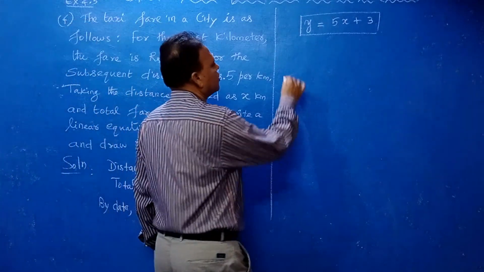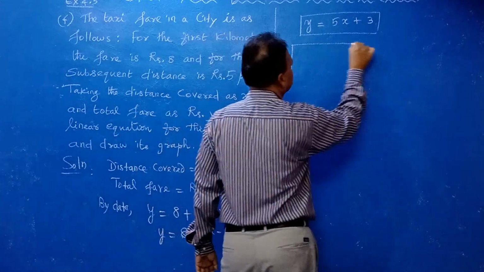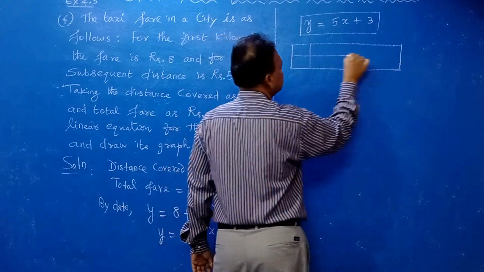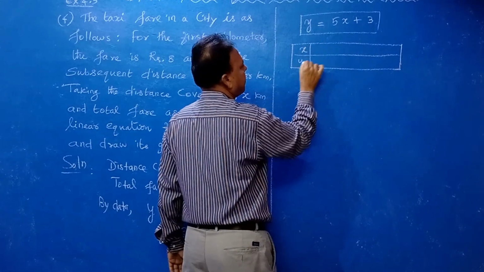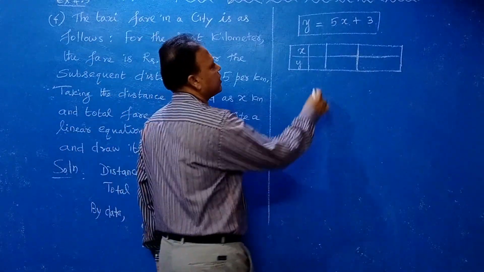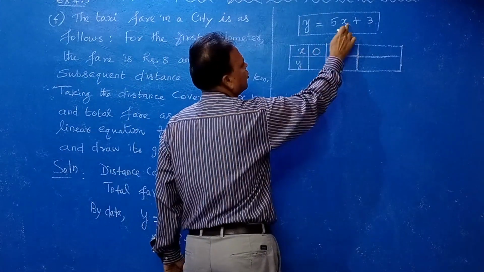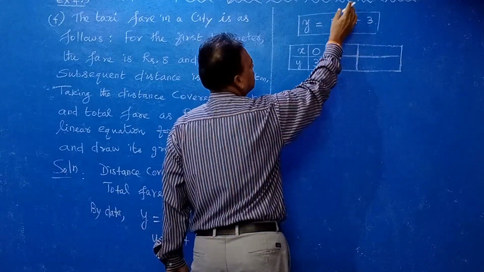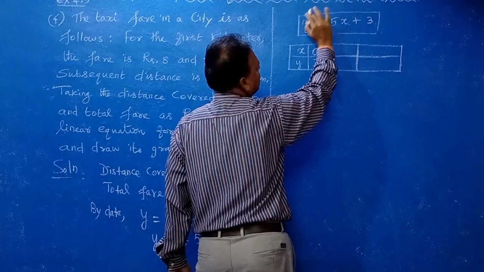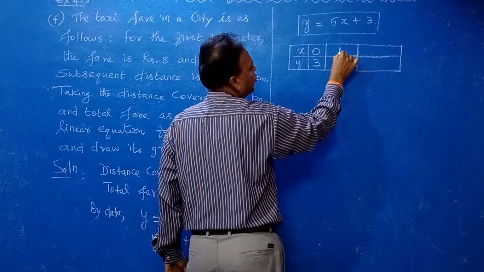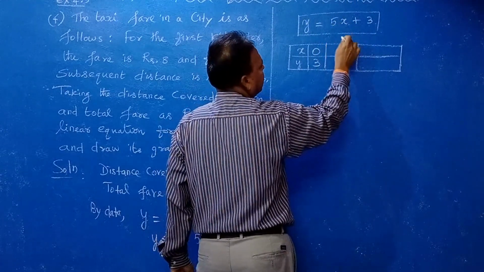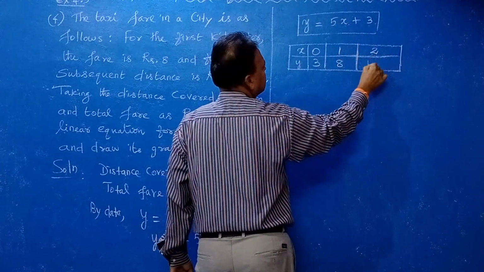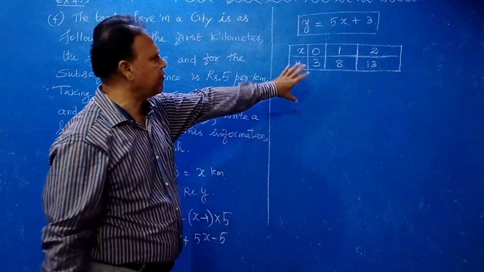Now for the graph, you have to put the tabular column. Three solutions you have to find, easily you can find. x, y. First put 0. x is 0 means y is 3, because this term is eliminated. Now put 1: 5 into 1, 5 plus 3, 8. Then 2: 10 plus 3, 13. So easily we can find the solutions.